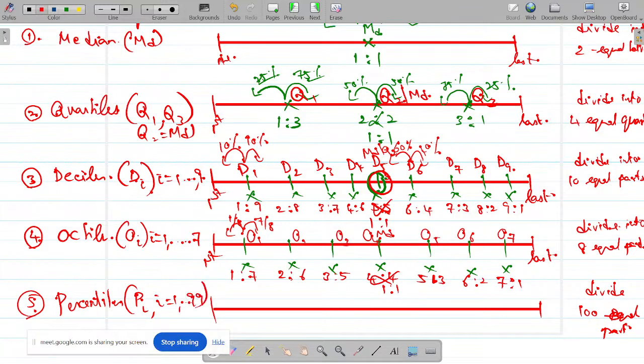You will not take the last one. Percentiles means P100 will be the last one. You will not take the last one, because the last one means 100% is covered. Okay, so we take up to P99.